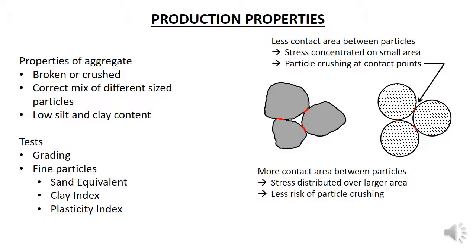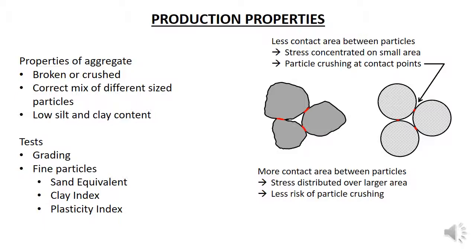The specification requires that aggregate particles be broken or crushed, as we need angular aggregate particles to maximize the contact area between aggregate particles. Rounded particles will have small contact areas, resulting in the load being concentrated and an increased risk of the particles crushing, as shown in the diagram here to the right. Therefore, the specification requires aggregate particles to have angular faces, as shown in the example to the left of the diagram. This section also sets out the requirements for sampling.